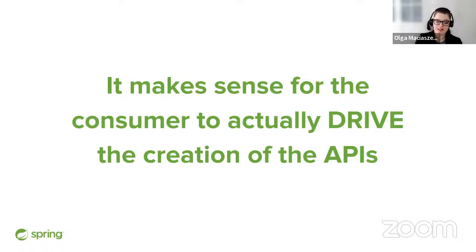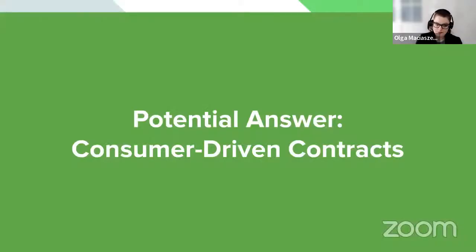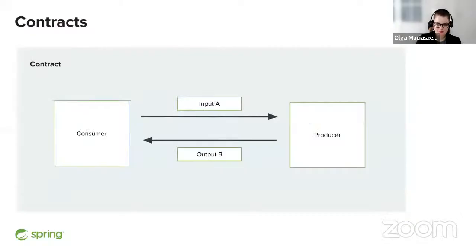So it is really important to involve the consumers of the API and make them drive the creation of these APIs. However, the problem with the human collaboration is that if there is no appropriate automated process and there are no safeguards in place, things tend to go wrong. So, a potential answer to both of these problems might be consumer-driven contracts. And what are consumer-driven contracts?